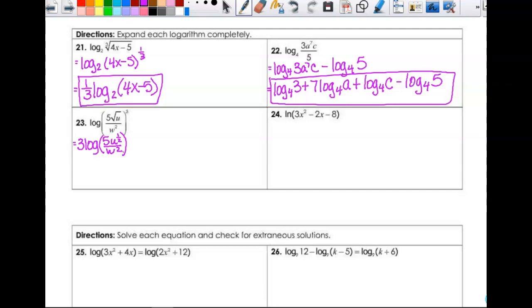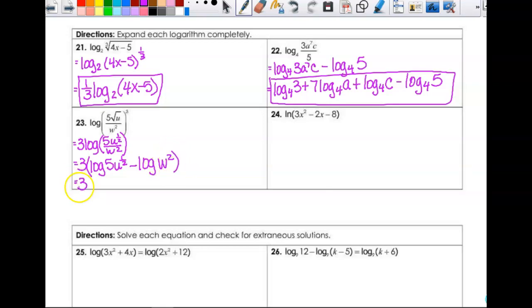Okay. So then that gives me 3, and then I'm going to split up the subtraction. So I need parentheses here because it's 3 times all of that. Log of 5u to the 1/2 minus log of w squared.